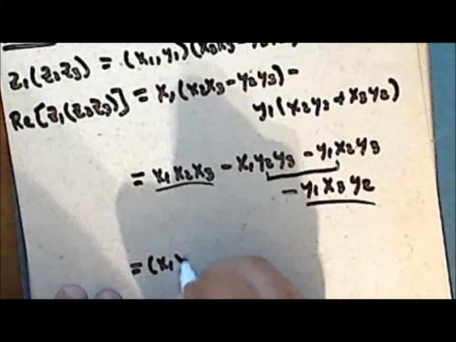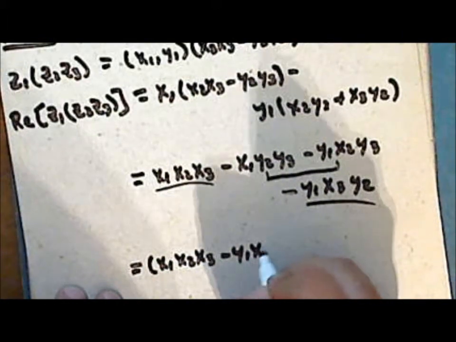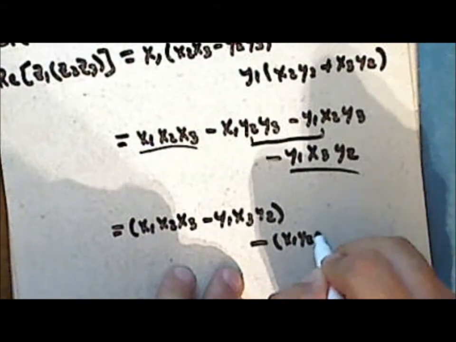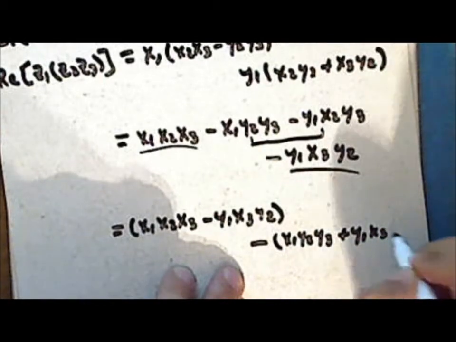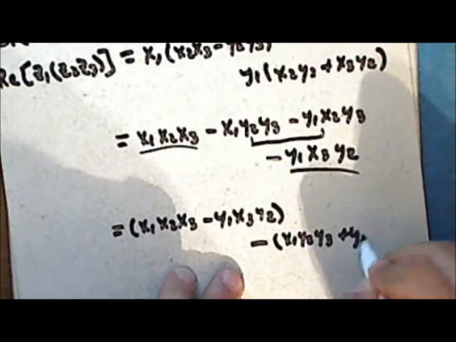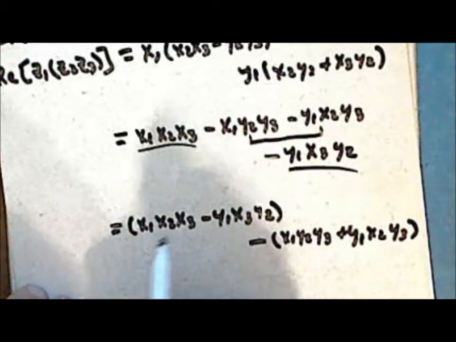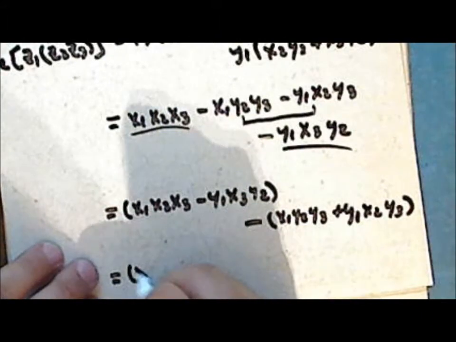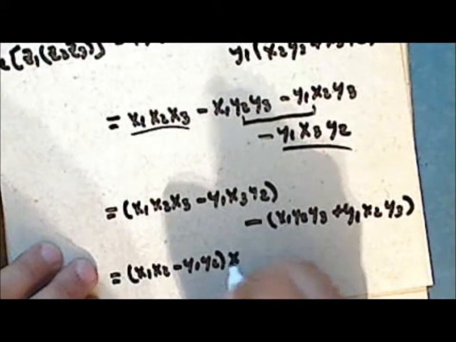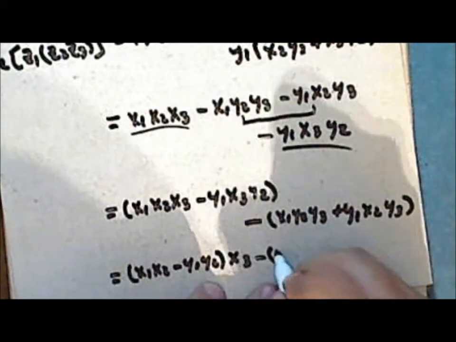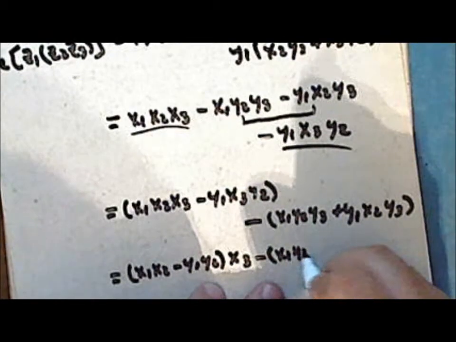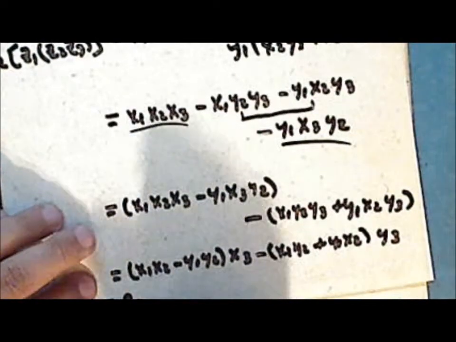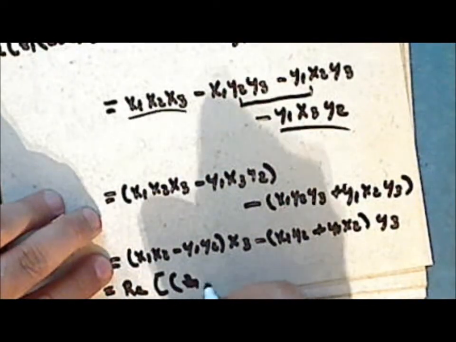And so we have x1 times x2 times x3 minus y1 times x3 times y2 minus the quantity x1, y2, y3 plus y1, x2, y3. So out of the first term, we can factor out x3, and out of the second term, we can factor out y sub 3, and so we have the quantity x1, x2 minus y1, y2 times x3 minus the quantity x1, y2 plus y1, x2 all times y3. And so we can now recognize that this is the real part of the product of the quantity z1 times z2 with z3.